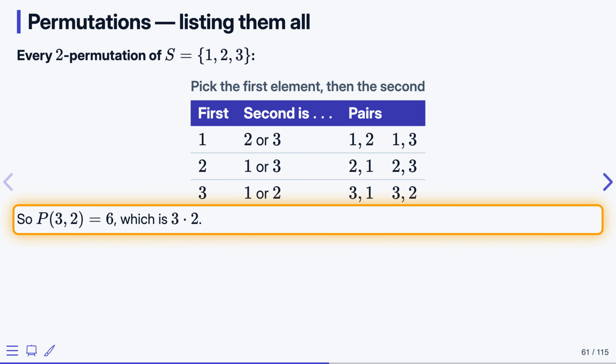Count them: 6 pairs. So P of 3, 2 is 6, and look at the shape of the table. 3 choices for the first, 2 for the second. 3 times 2 is 6. That is the product rule, and it is where the formula comes from.